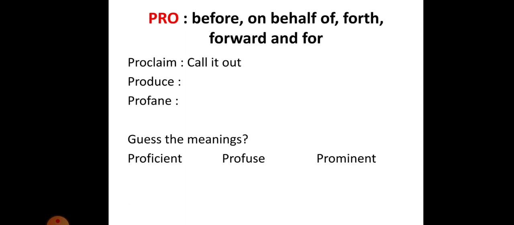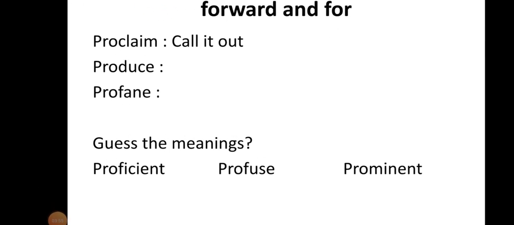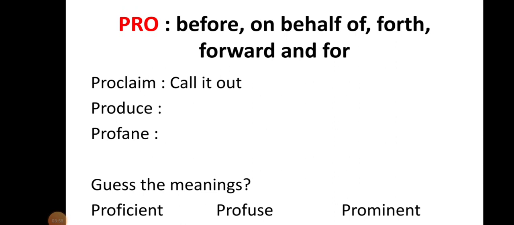And the next root is pro, which means before, on behalf of, forth, forward, and for. Proclaim, produce, and profane, these are the words. So proclaim can be divided into two parts, pro plus claim. Pro actually means before here, and claim is to speak, right? So to proclaim is to publicly and officially tell people about something important. For example, the president proclaimed a state of emergency. Okay, and the next word is produce.